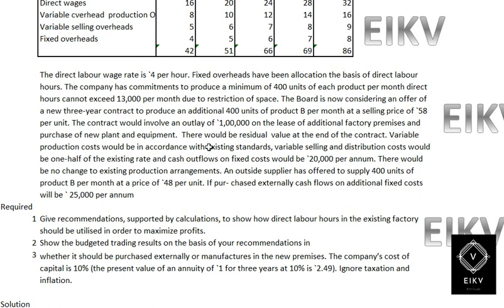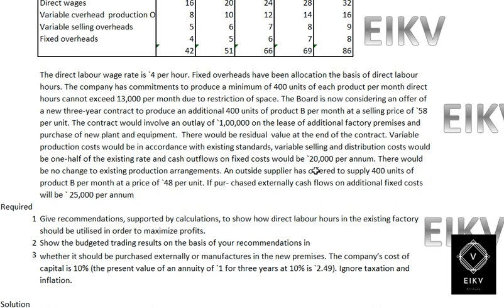Variable production cost would be in accordance with the standard. Variable selling and distribution cost would be one half of the existing rate. Cash outflow on fixed cost would be 20,000 per annum. There would be no change to existing production management.